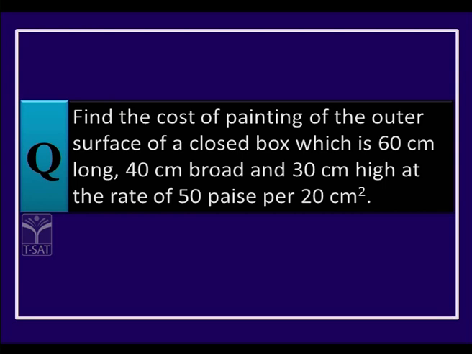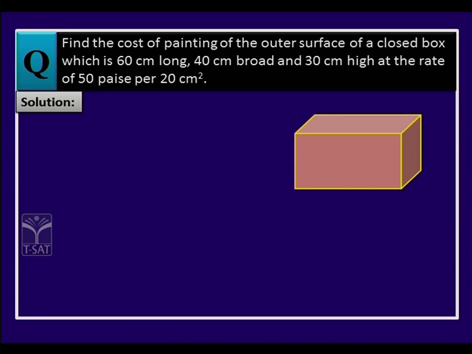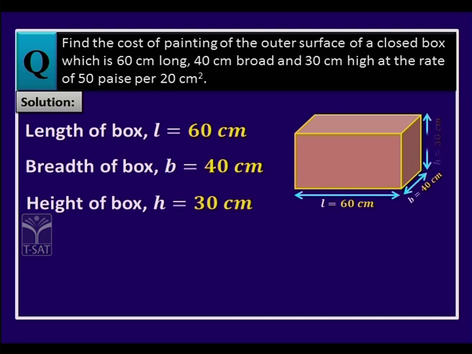Find the cost of painting the outer surface of a closed box, which is 60 centimeters long, 40 centimeters broad, and 30 centimeters high, at the rate of 50 paise per 20 centimeter square. Let us start with the solution. First, we are given a cuboid, a closed box whose length is 60 centimeters, breadth is 40 centimeters and height is 30 centimeters.